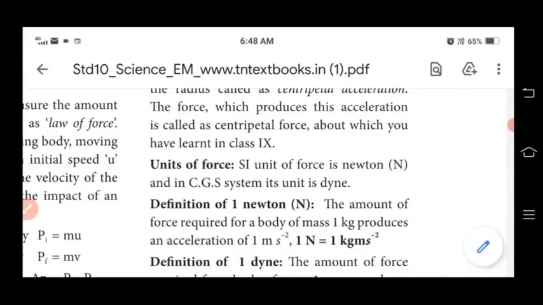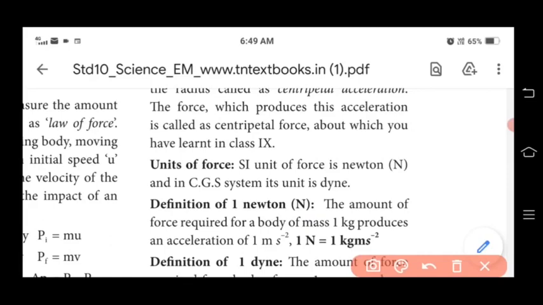Students, in our last online class, we saw units of force. So what are the units of force? Newton is the unit of force. And then the next question, define 1 Newton. Very important, define 1 Newton.